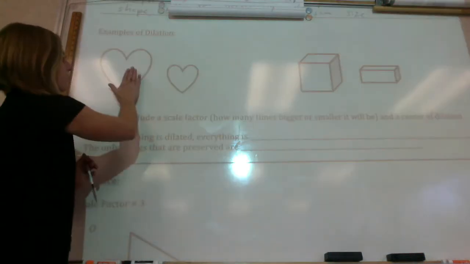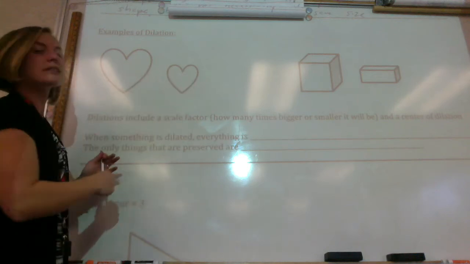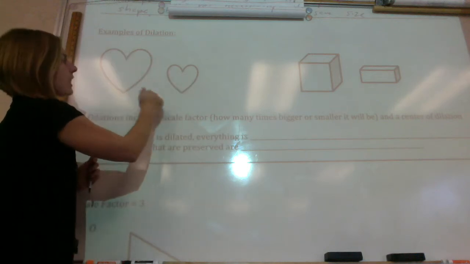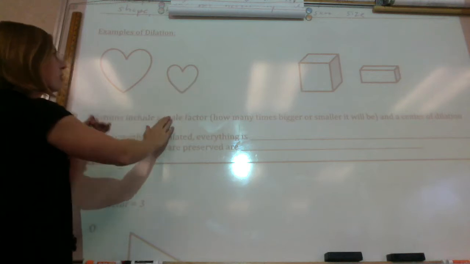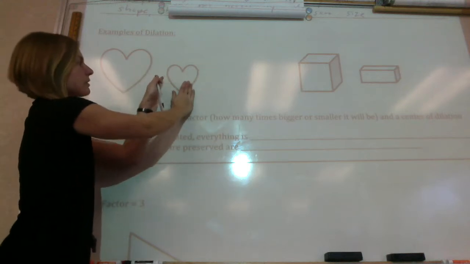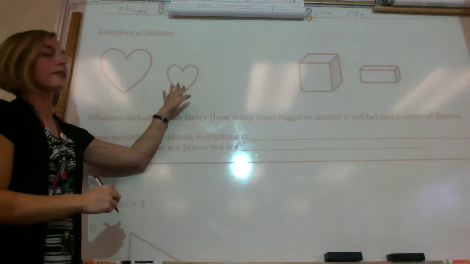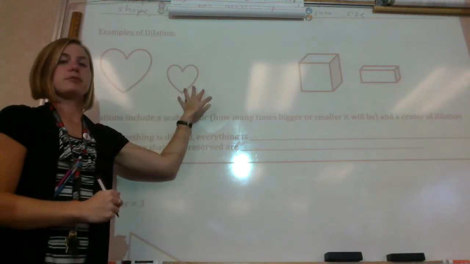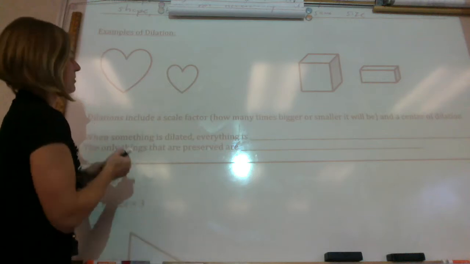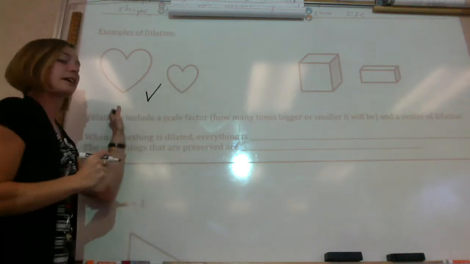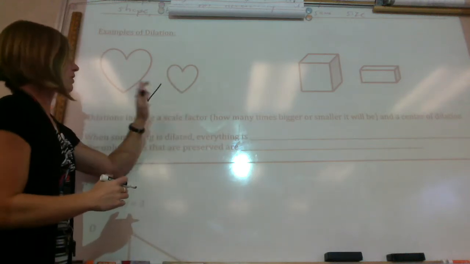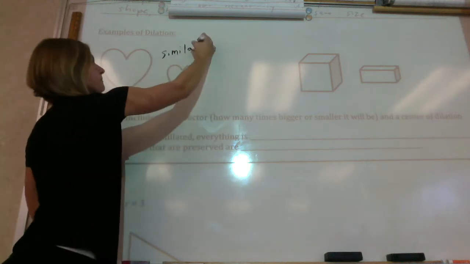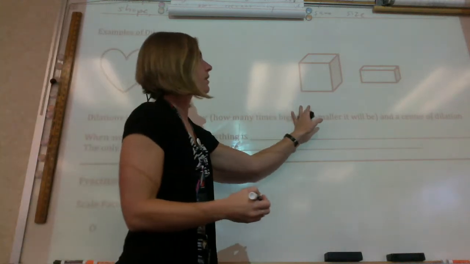All right, so here we have two hearts. And you can see that this bigger heart really is exactly the same shape as this little heart. So all we really did was we took it and we scaled it down. So this is an example of a dilation, and because these are similar shapes, maybe you want to put yourself a check mark, because yes, these are a dilation and these are similar shapes. Now let's look at this one over here.